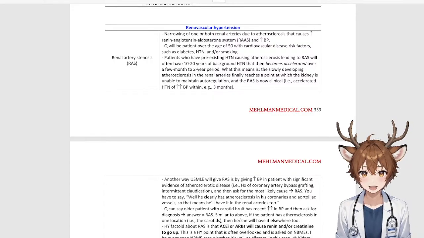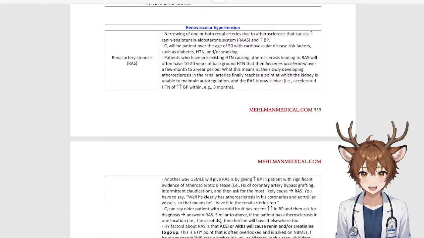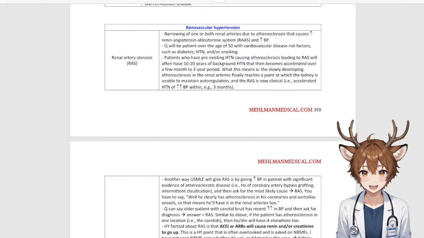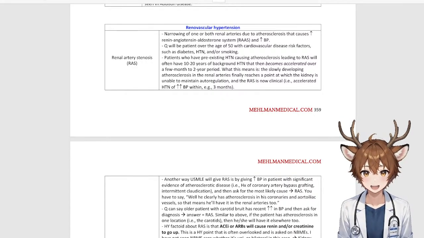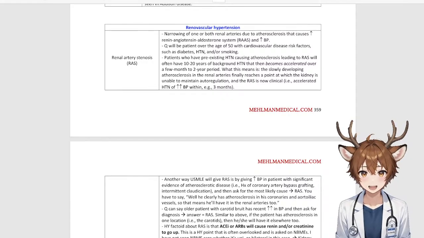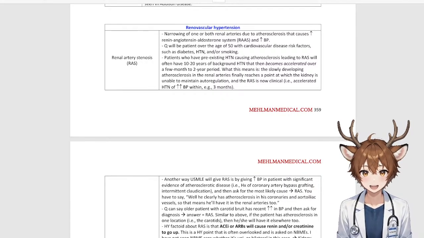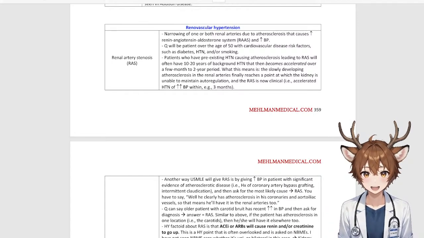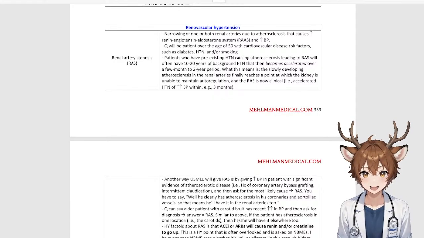So a patient with pre-existing hypertension causing atherosclerosis leading to renal artery stenosis will often have 10 to 20 years of background hypertension that then becomes accelerated over a few months to a 2-year period. What this means is that there's slowly developing atherosclerosis in the renal arteries, and it finally reaches a point at which the kidney is unable to maintain autoregulation, and the renal artery stenosis is now clinical. That is to say, accelerated hypertension, or significantly elevated blood pressure, within, for example, 3 months.